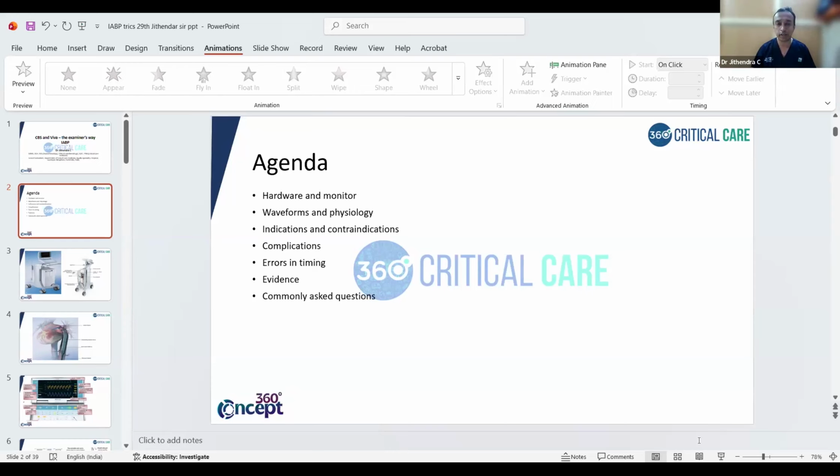For any procedure, as you know, in EDIC exams you will definitely be asked about the complications associated with it. And here we have waveforms, and we know there are errors in timing. That is a hot topic in IABP. You'll have to identify the error in timing, what you do and how you recognize it. That is what they'll be expecting in your exams. Next, a little about the evidence, because now it is evidence-based medicine, and you can expect them to ask about evidence. And next, I'll discuss the most commonly asked questions also. That is the agenda for today's discussion.